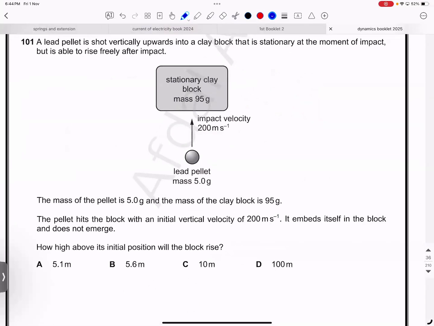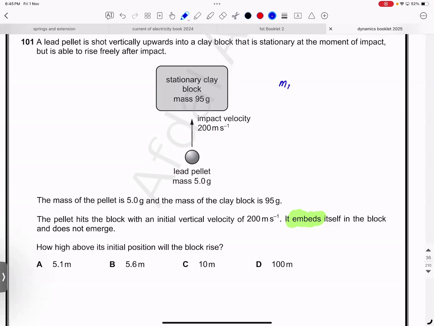101. A lead pellet is shot vertically upwards into a clay block that is stationary at the moment of impact, but is able to rise freely after impact. The mass of the pellet is 5 grams and the mass of the clay block is 95 grams. The pellet hits the block with an initial velocity of 200 meters per second. It embeds itself, just like it coalesces. They join together. So if they join together, what will happen?